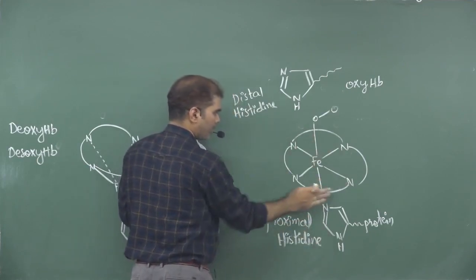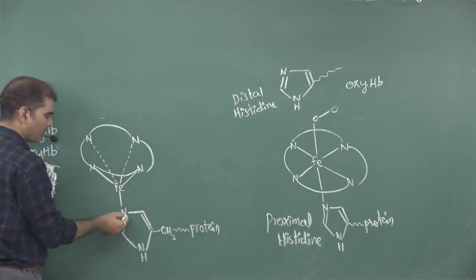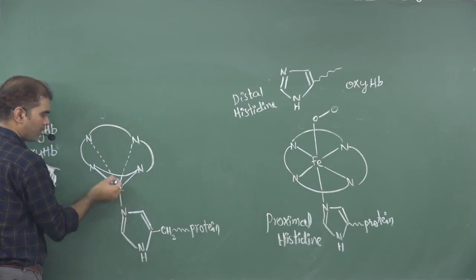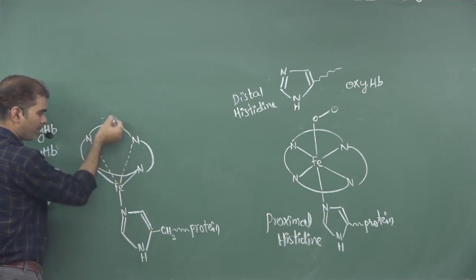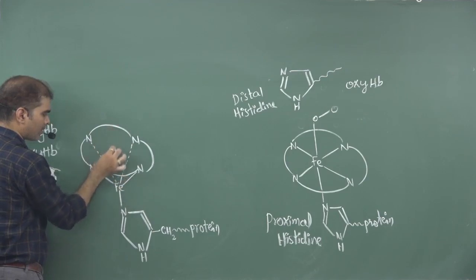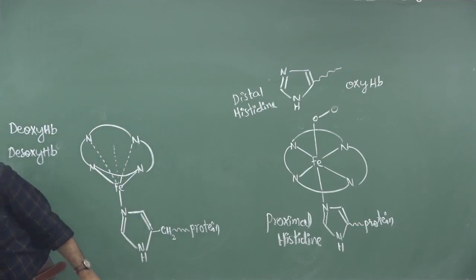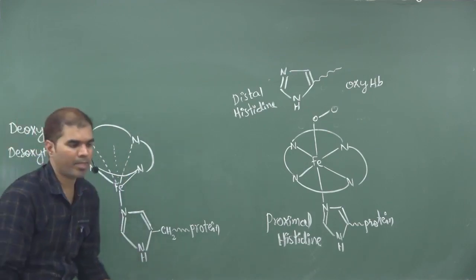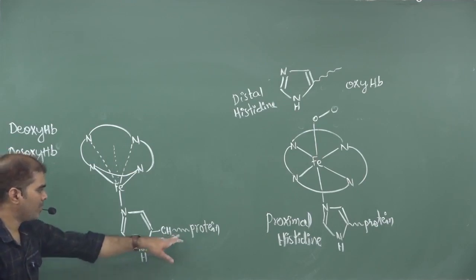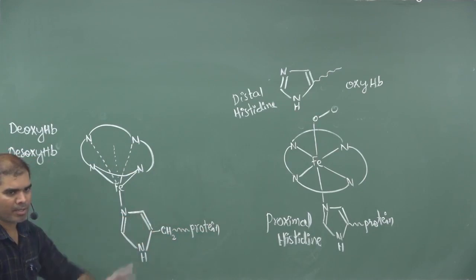Iron is present in the plane of porphyrin. In this case, iron is present outside the plane of porphyrin. The fifth coordination site is a nitrogen of imidazole of histidine. The sixth vacant coordination site will be occupied by your dioxygen. So this is your sixth vacant coordination site. That can be occupied by a water molecule or it can be occupied by dioxygen. Same CH2 and protein, there also CH2 is present, but simply we denote it as a protein.